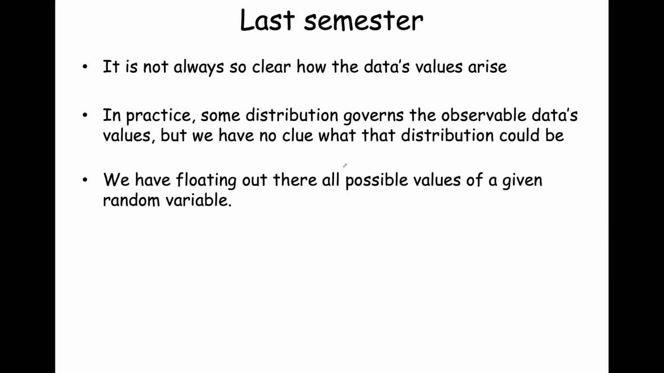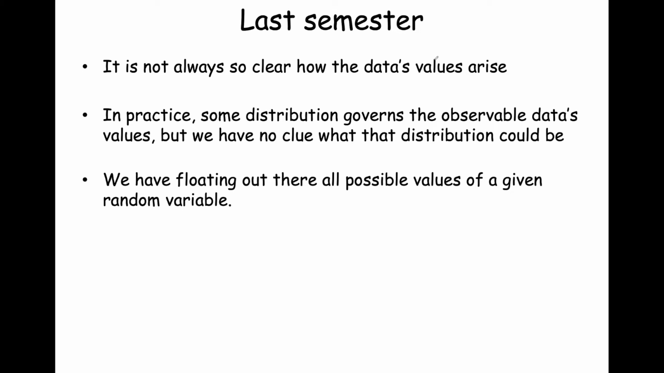So it's not always clear how data's values arise for some system, like the population we were talking about, the homeless population. So we were making an educated guess and saying, okay, based on our scenario, this particular scenario is best described by one of the distributions that we studied or some combination of them. But in practice, some distribution governs the observable data's values that you see. So if you are sampling from the population of homeless people, the data that you see for whatever measurements you're taking are going to be governed by some distribution.